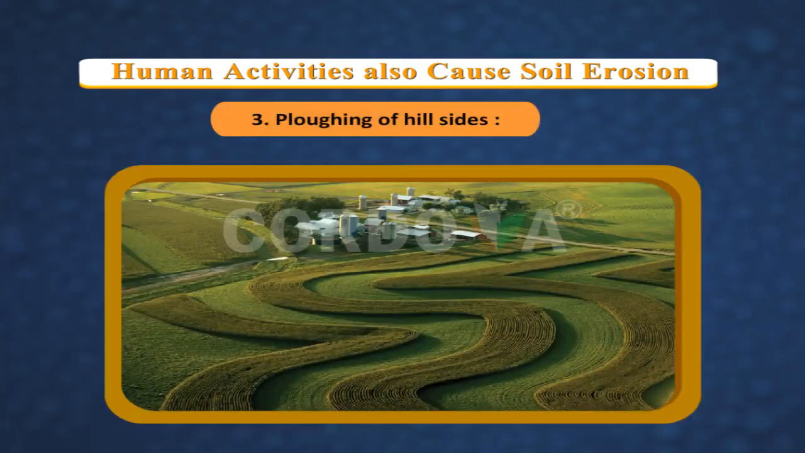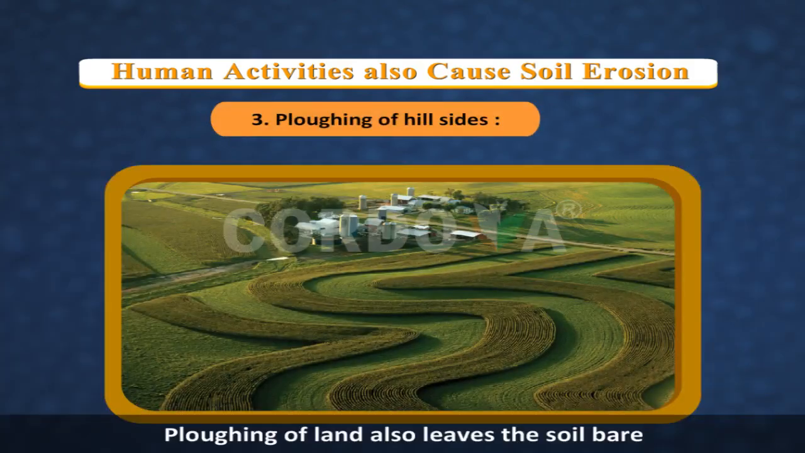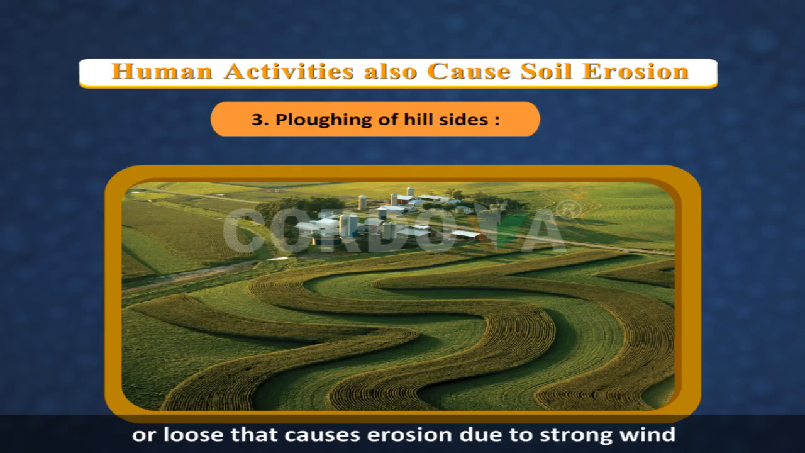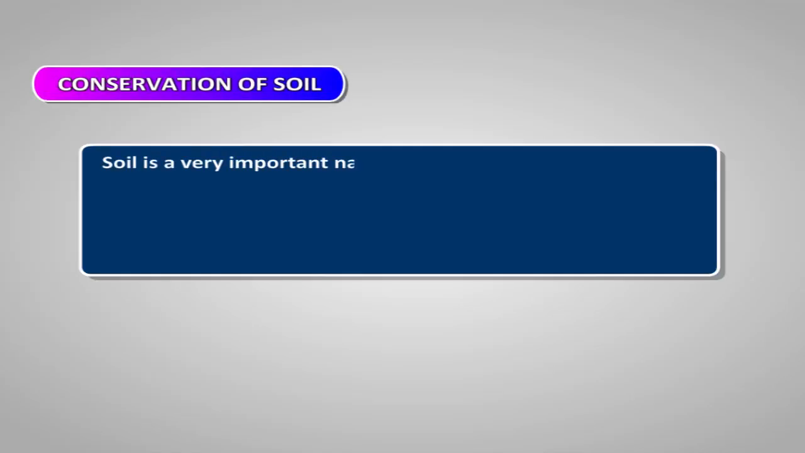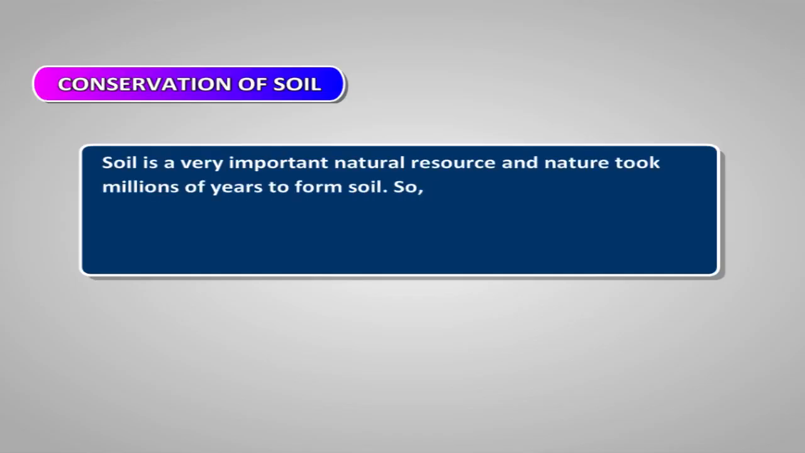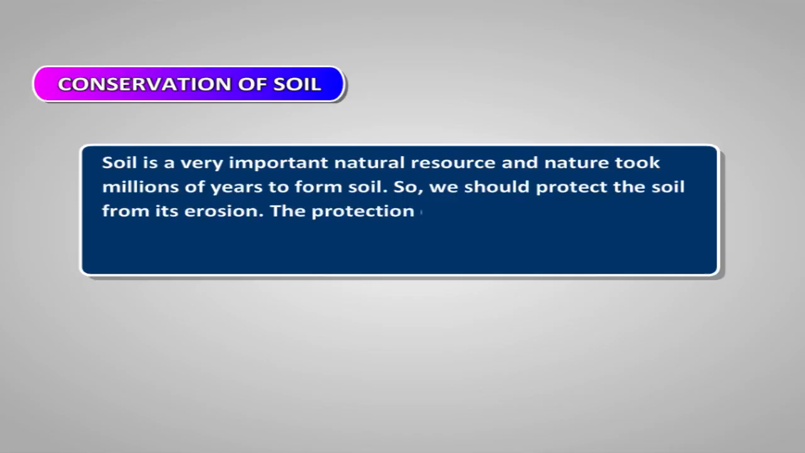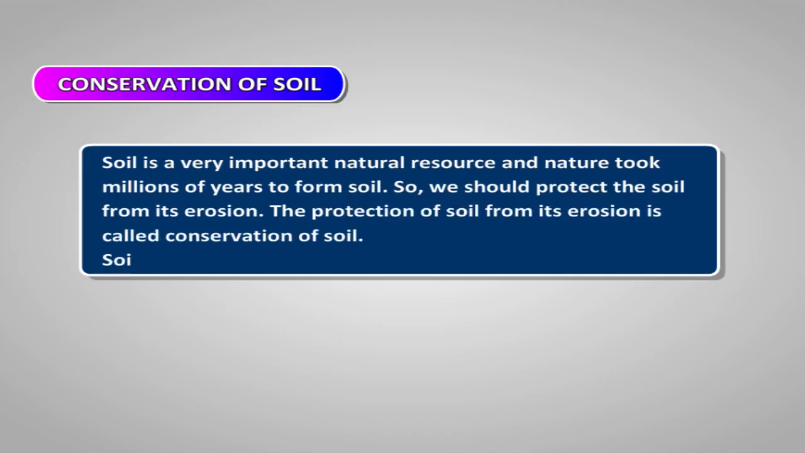3. Plowing of hillsides. Plowing of land also leaves bare or loose soil, which causes erosion due to strong winds or running water. Conservation of soil. Soil is a very important natural resource, and nature took millions of years to form soil. So, we should protect the soil from its erosion. The protection of soil from its erosion is called conservation of soil.